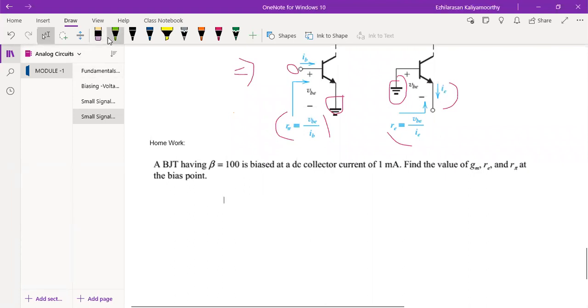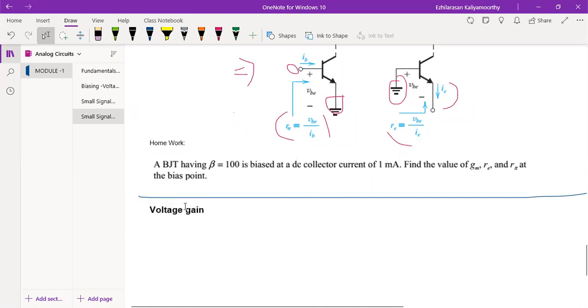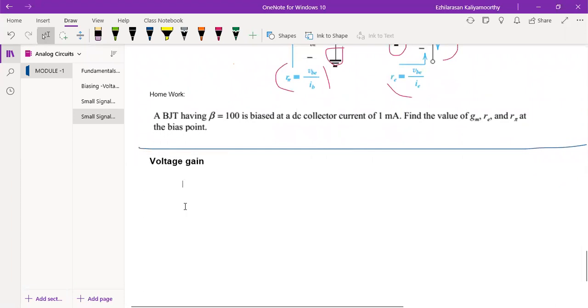Next, let us go for the next quantity, which is voltage gain. This is one of the very important quantities. What is the voltage gain normally? The voltage gain is nothing but the ratio of the output voltage to the input voltage. So now we have established above that the transistor senses the base emitter signal, that is VBE, and causes a proportional current, that is GM into VBE.